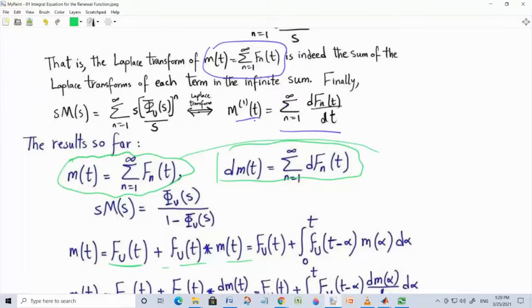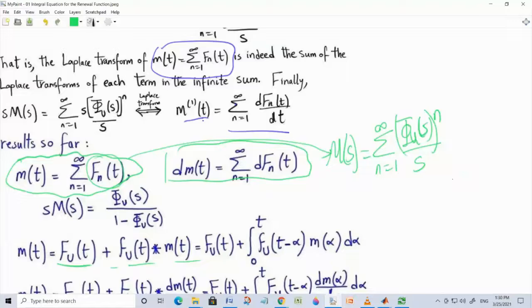And by taking the Laplace transform of this, we have M of S is equal to summation n from 1 to infinity of the Laplace transform of the CDF of T of n. That's as we did in the previous lecture. This is phi u of s to the power n, and since this is a CDF, then we divide by s.